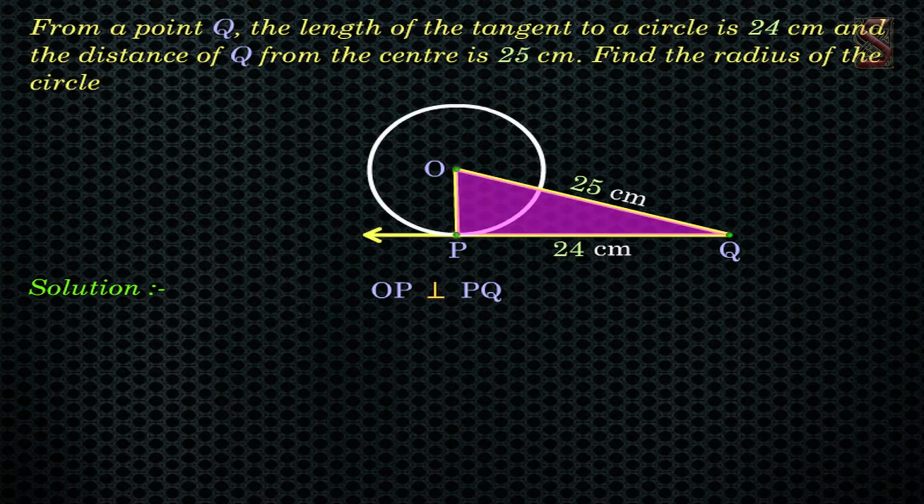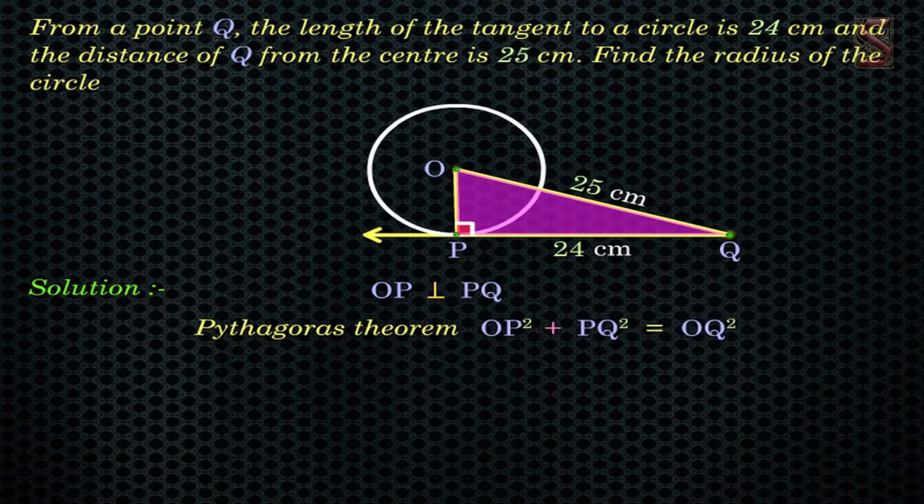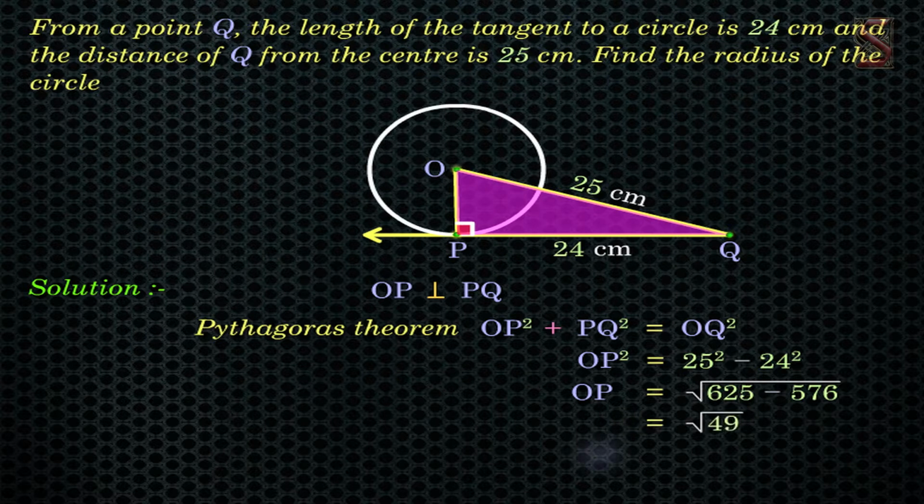Triangle OPQ is a right angle triangle, right angled at P. By Pythagoras theorem, we get OP square plus PQ square equal to OQ square. So, we get OP square equals 25 square minus 24 square. So, OP equals square root of 625 minus 576, equal to 7 centimeters. Hence, the radius of the circle is 7 centimeters.